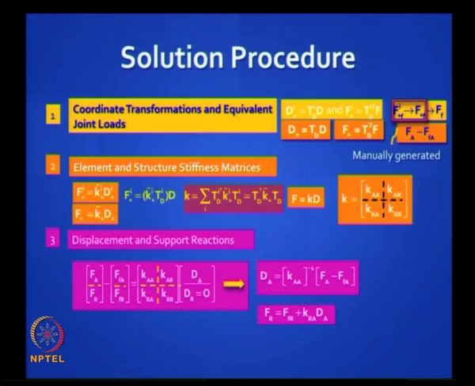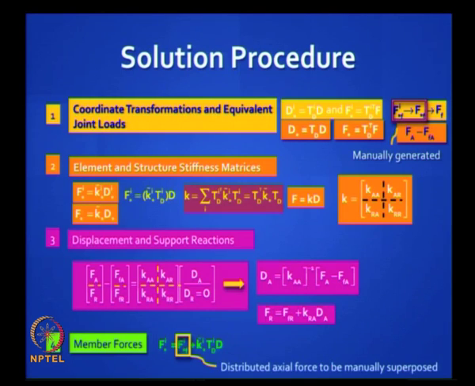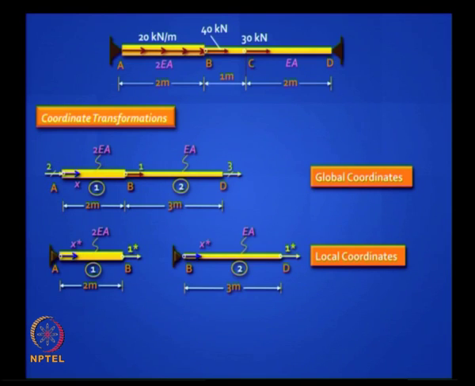You find displacements and support reactions. This part is common to both the methods, because once you have got the structure stiffness matrix and you have got the loads, you can find the displacements and then you find the member forces. Remember, when you are using the reduced stiffness method, use a different notation for your element stiffness matrix, K tilde, that little curly thing on top of K, that is how you distinguish. And again, remember, if you have distributed axial loading, that is the part that you have to manually superpose. So I want you to see this one problem and you will get to understand how it works.